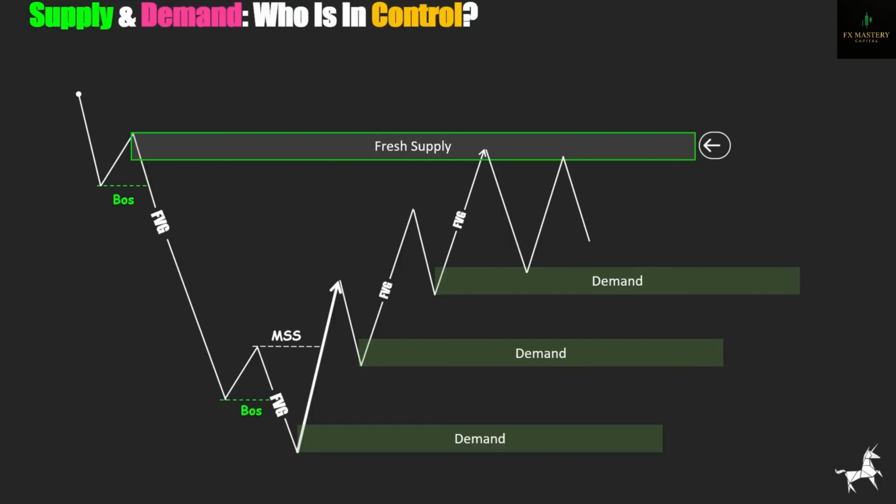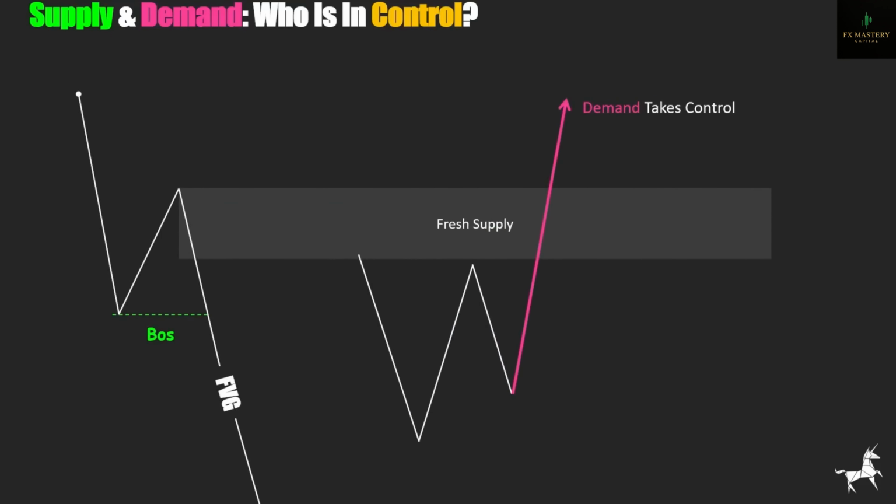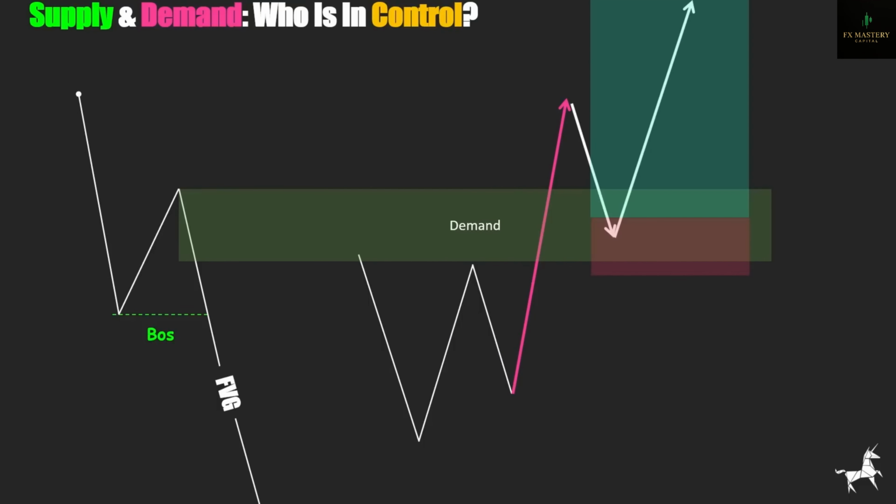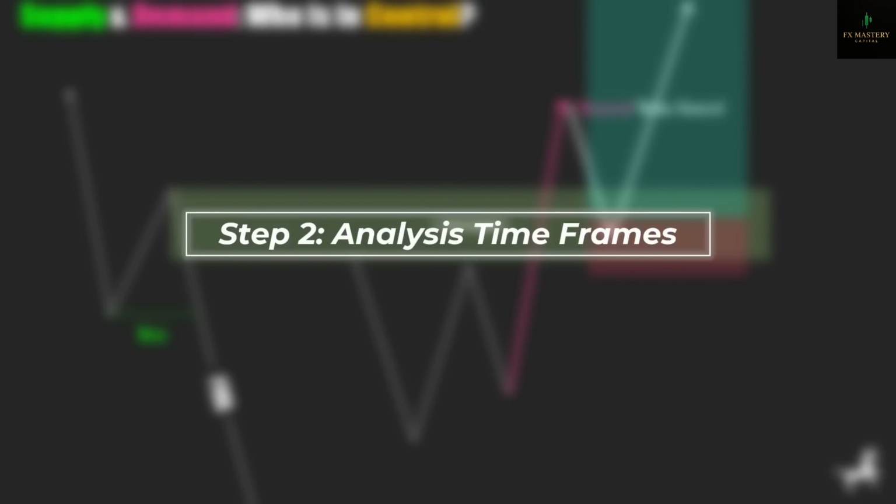If the price breaks the most recent demand to the downside, it shows that supply has taken control, offering a selling opportunity. On the other hand, if the price breaks the supply zone to the upside, it indicates demand is in control, shifting the zone from supply to demand and giving a great chance to go long. Now, let's circle back to our main topic.